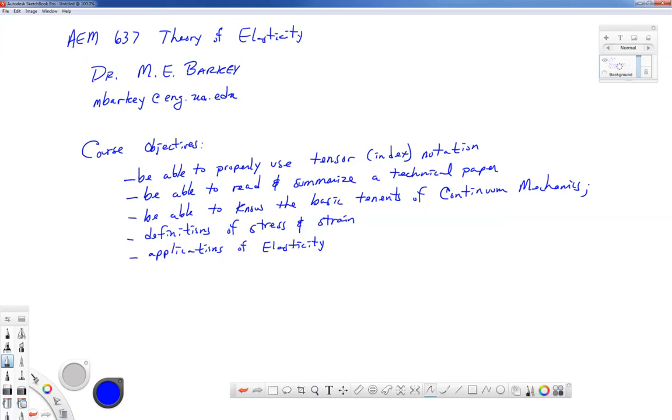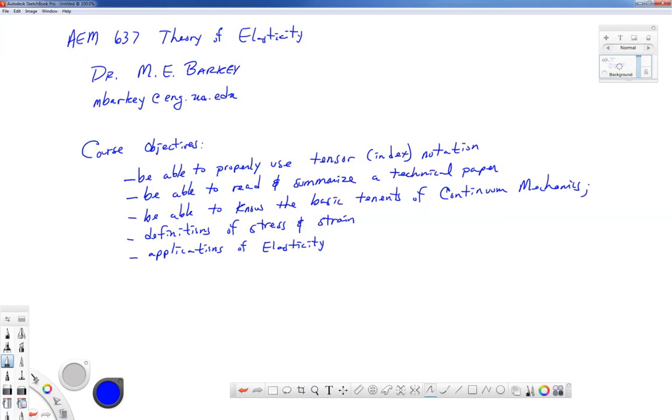So, this is going to be a class in the theory of elasticity, and we'll discuss what all that means. Some of this will make more sense as we get into it, but we have some specific course objectives that we want to accomplish by the end of the semester. We want to be able to properly use tensor notation or index notation. We want to be able to read and summarize a technical paper in the literature. And we want to be able to know the basic tenets of continuum mechanics, basic definitions of stress and strain, and various applications of the theory of elasticity.